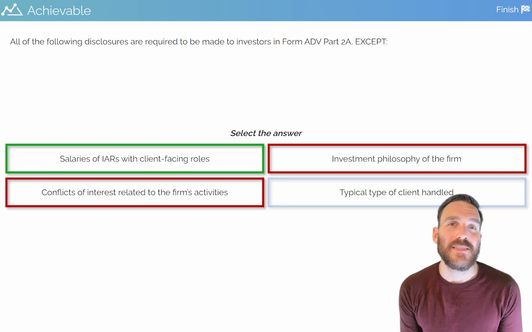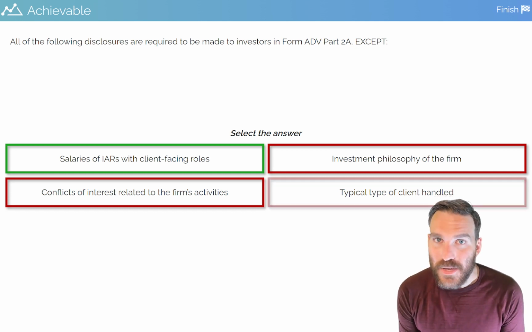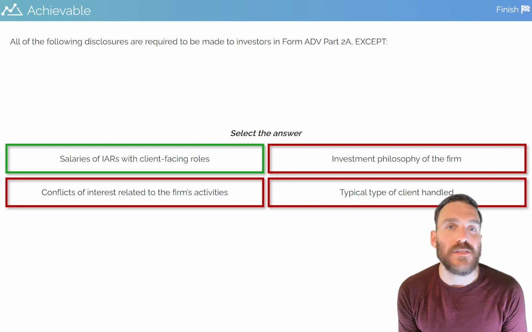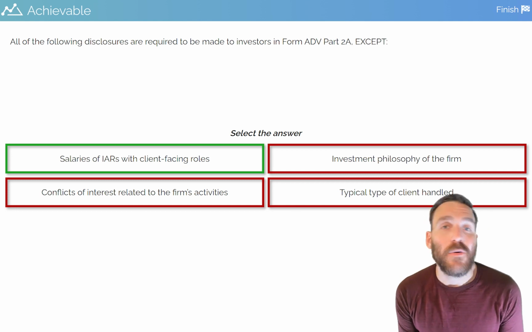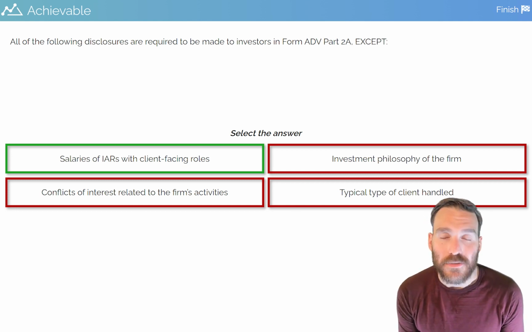So this is our last incorrect answer, and that confirms it. The first answer we looked at is the right answer. Salaries of investment advisors representatives, whether they're client-facing or not, are just not going to be disclosed in the brochure, also known as Form ADV Part 2A.